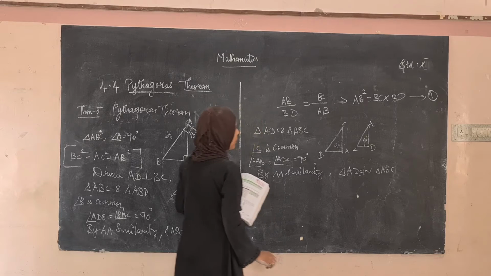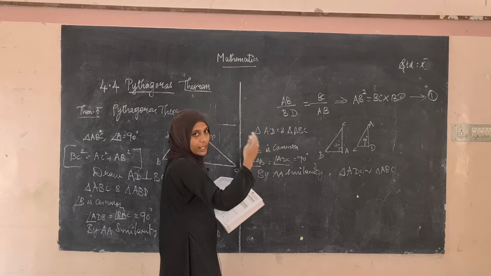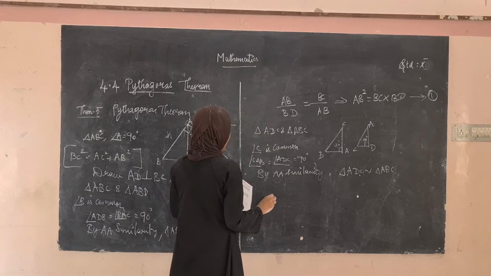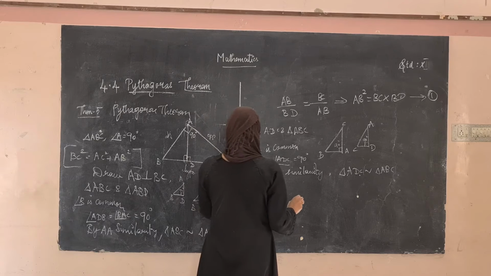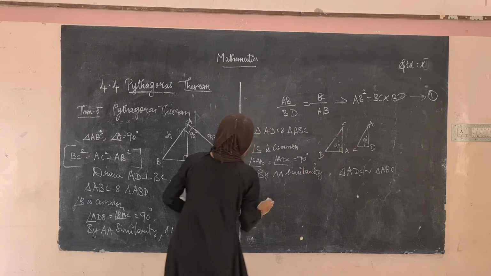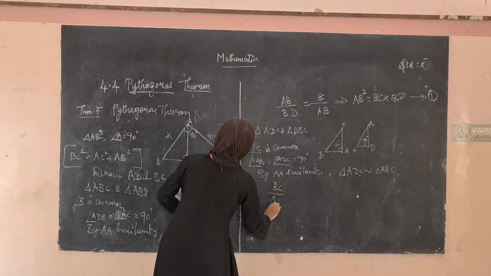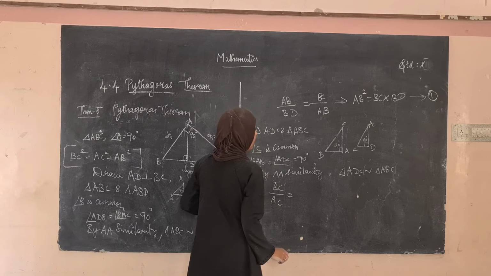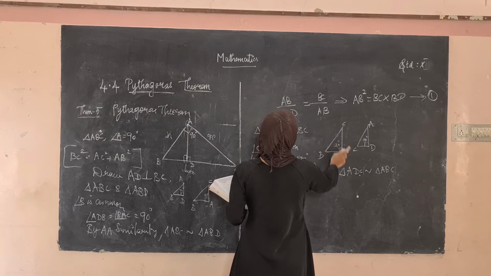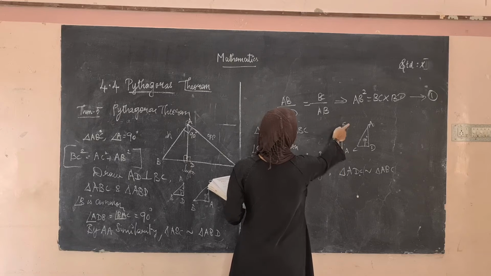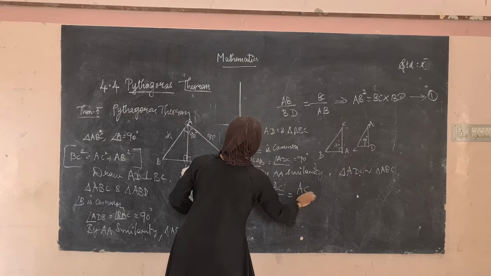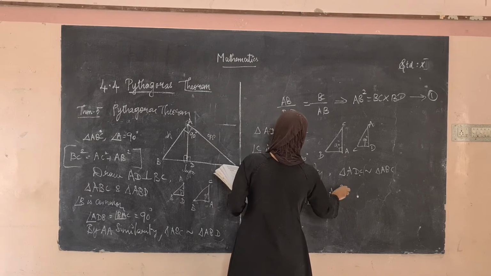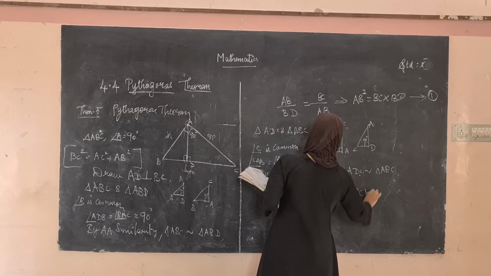So if this is similar, what can we say? Their corresponding sides are in a particular ratio. Therefore we can say that BC divided by AC is equal to AC divided by AD. Again cross multiplying, what will we get? AC square is equal to BC into AD.